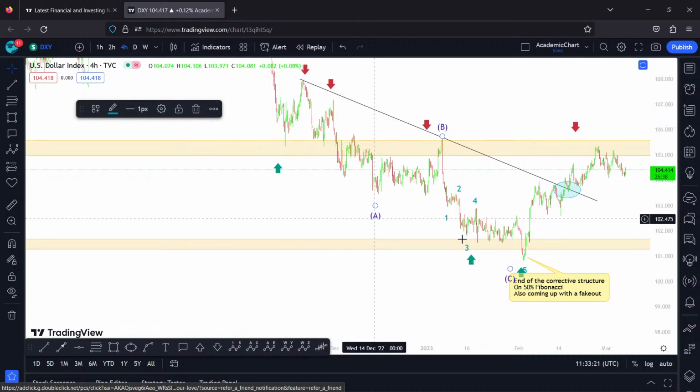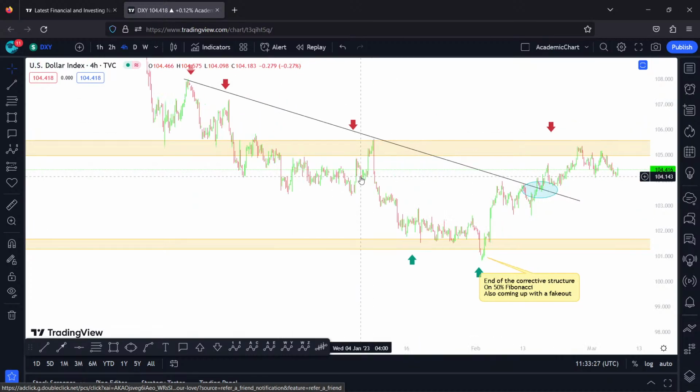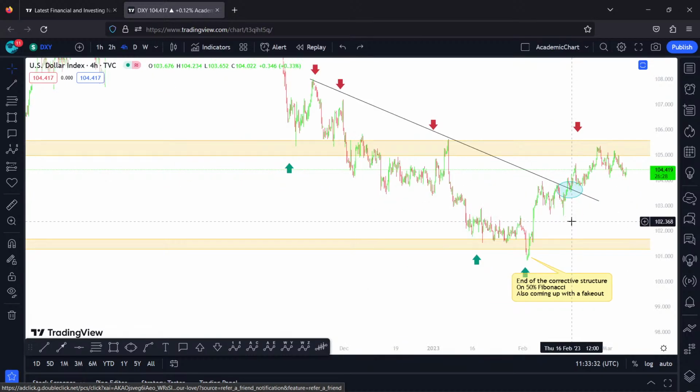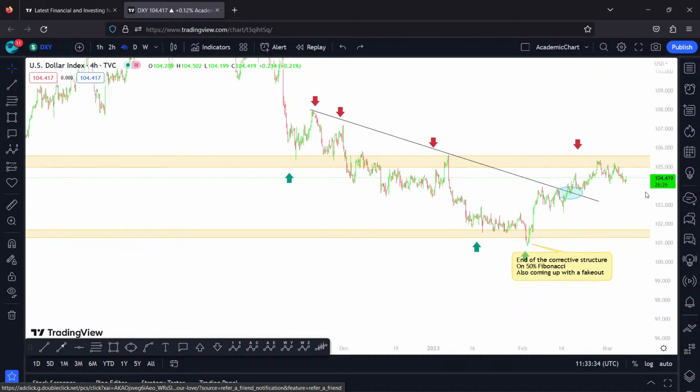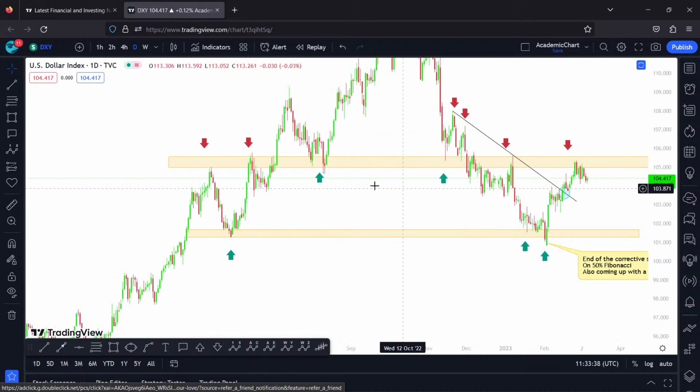Let's also get rid of these waves as well. I really don't like them. Just wanted to make sure, just going into the details, what is happening here from the wave perspective. But in the end, what I want to know, if I go back to the daily chart, is that we had a very big weekly impulsive wave.